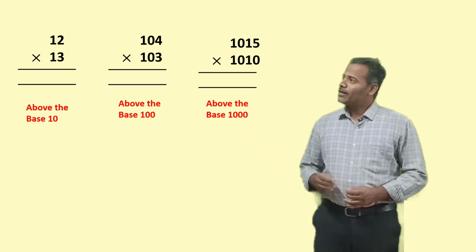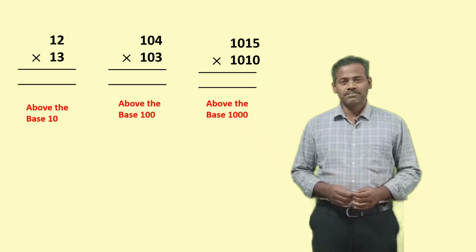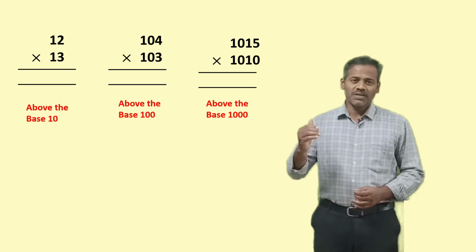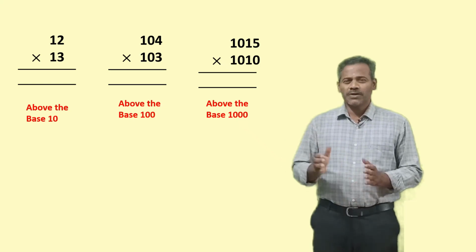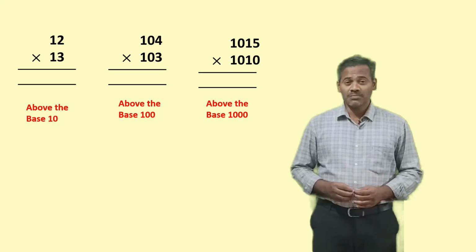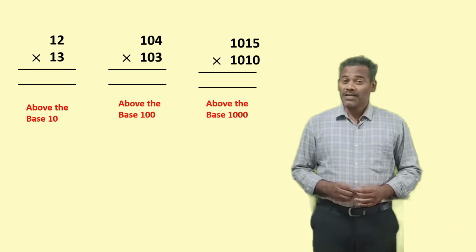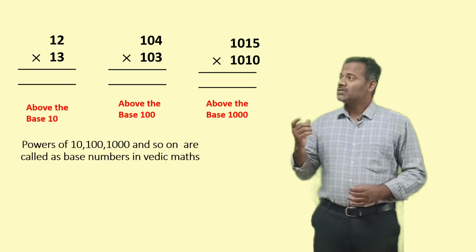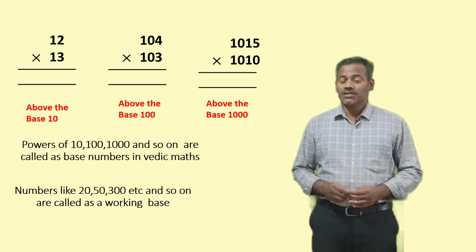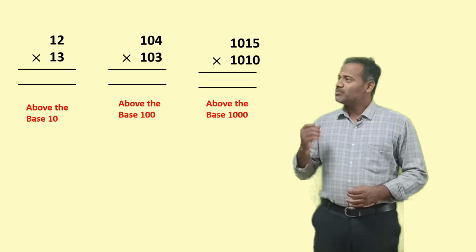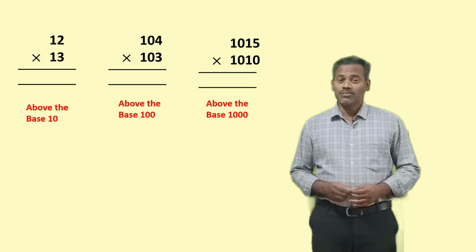So children, when I say above the base 10, 100 and 1000, what does it mean? It means that they are above the base but pretty close to the base, not far away from the base. Keeping that in mind, what are the base numbers in Vedic mathematics? Yes, the base numbers are powers of 10: 10, 100, 1000 and so on. And numbers like 20, 50, 300, etc. are called working bases.